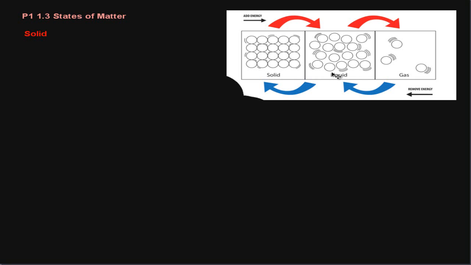Whereas for a gas, it has tons of energy. You can say it can literally shoot off or move at faster speeds, and the particles are really spread out. So the density is not very much, and the shape depends. If it's enclosed, it wouldn't really have a shape of its own.